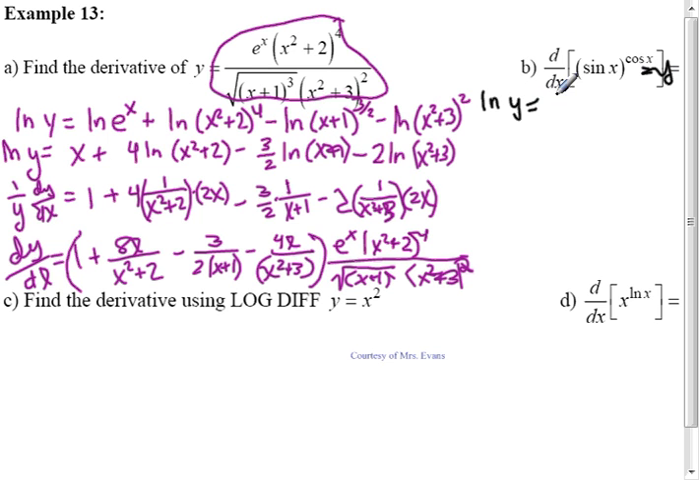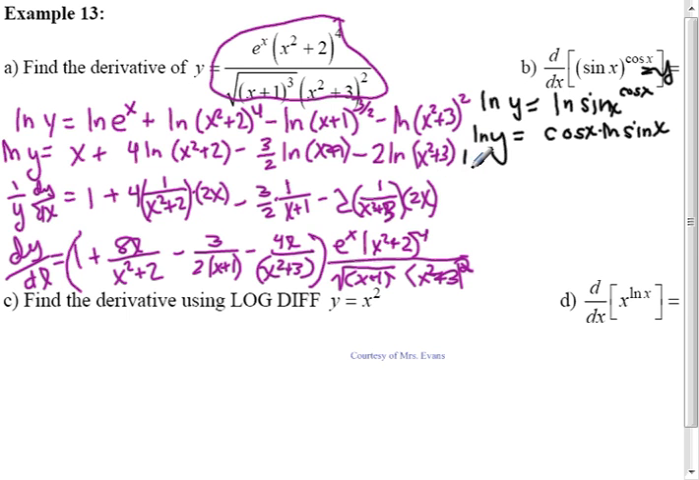ln of y equals ln of sine of x to the cosine of x. Using our properties of logs, we can move that exponent to the front. So we have ln of y equals cosine x times ln of sine of x. And now we can move on to take the derivative here.